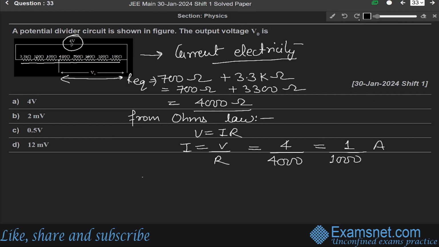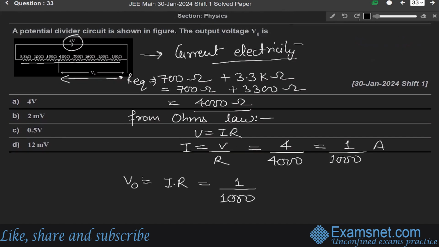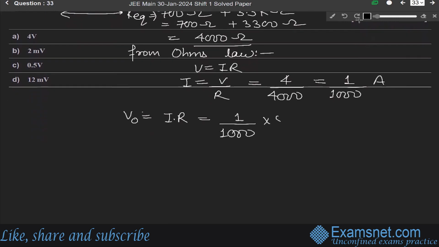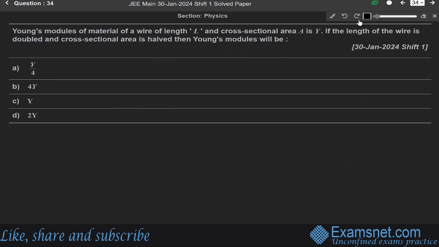Now we have to find this V naught. Again using Ohm's law, V naught equals I into R. I is 1 over 1000, and R is what? Across this voltage V naught, how many resistors are there? 1, 2, 3, 4, 5. So R is 500 ohm. So into 500, it will be 5 over 10, which means 0.5 volt. So our answer is 0.5 volt, option C.